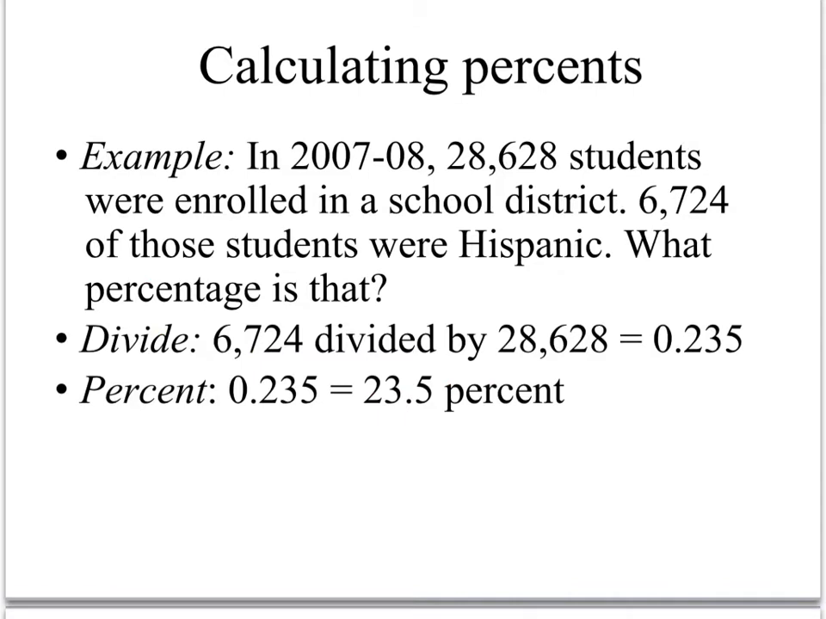Here's another example of that. If you had 28,628 students in a school district and 6,724 were Hispanic, how do you find the percentage? Well, you take the part, which is this, you divide it by the whole, which is this, and you get this number. You move your decimal point 2 places to the right, and you get 23.5%.